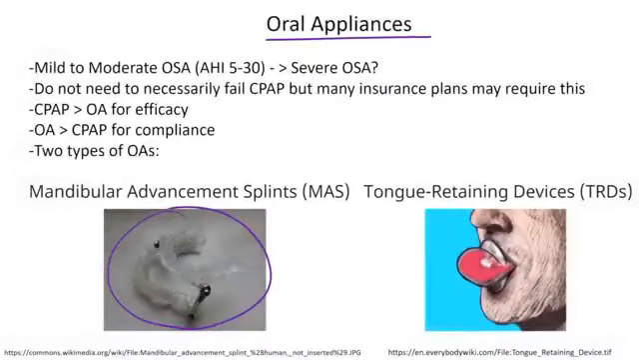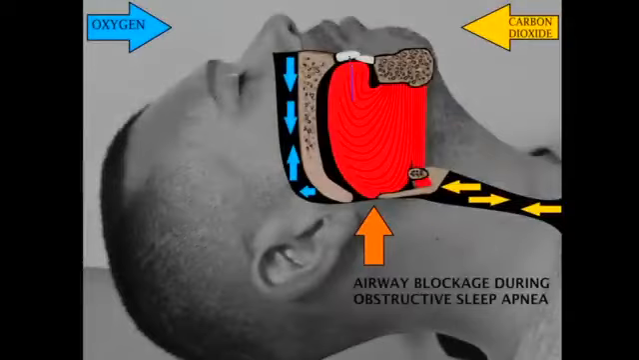These tongue retaining devices just go into the mouth and grab onto the tongue, and you just pull it forward. By pulling the tongue forward, you can hopefully get it off the back of the throat, and then you'll be able to breathe and not have sleep apnea. These are typically used in mild to moderate sleep apnea. They don't work so well in severe sleep apnea because we can't really pull the tongue as far forward as we would like to do.